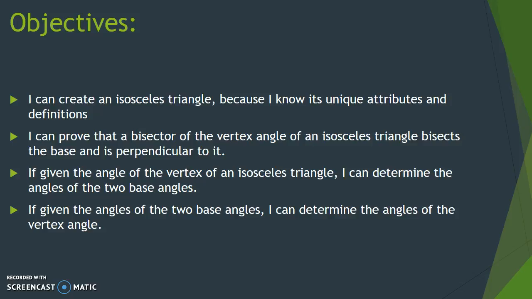Can you prove that bisectors of vertex angles of isosceles triangles bisect the base and that it is perpendicular to the vertex of the angle? If given any of the angles in an isosceles triangle, can you figure out the other two angles of the triangle?